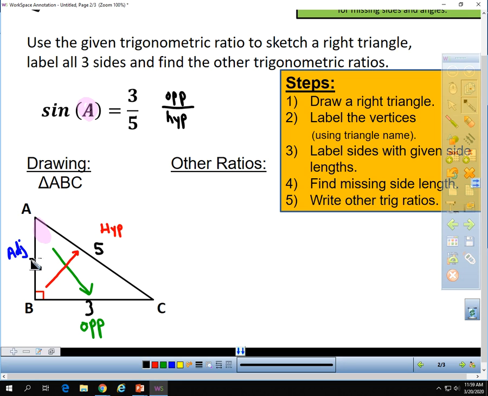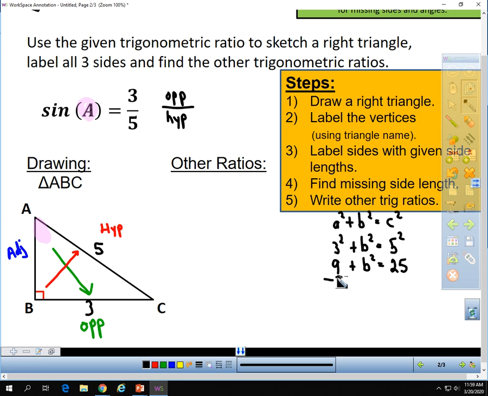In order to find the third side in a right triangle, we could use the Pythagorean theorem. The formula is a squared plus b squared equals c squared. C is the hypotenuse, which is 5. So I will be using 3 instead of a. So 3 squared plus b squared, we're trying to find b, equals 5 squared. 3 squared is 9 plus b squared equals 5 squared is 25.